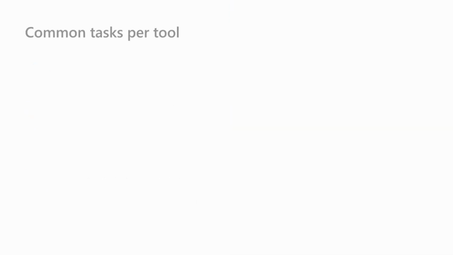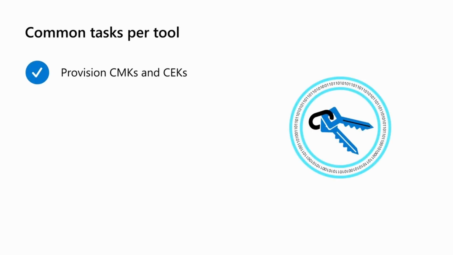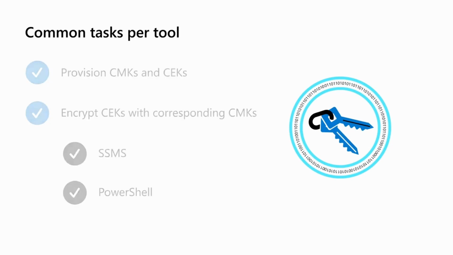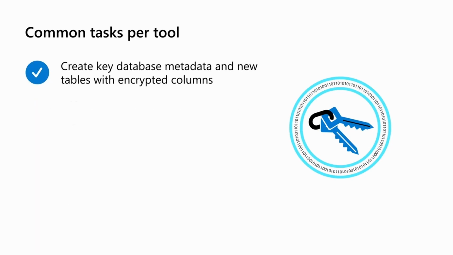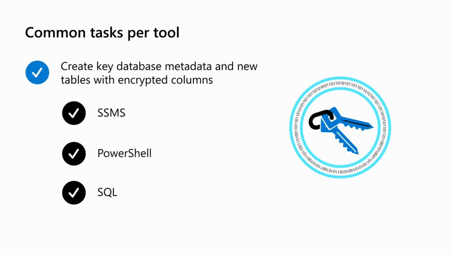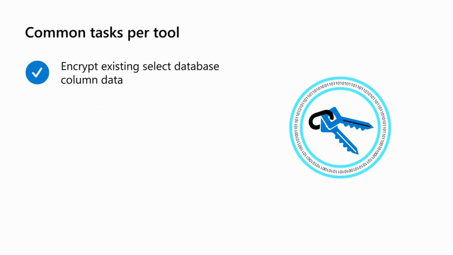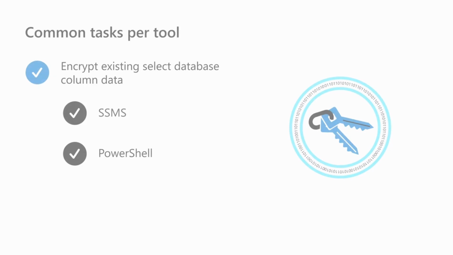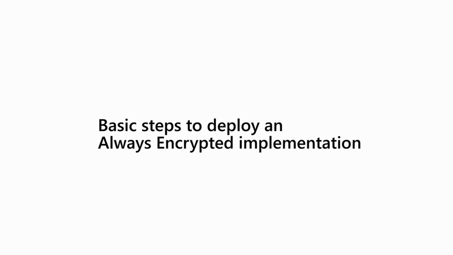Here are a few of the more common tasks some of these tools can perform. Provisioning column master keys, also called CMKs, column encryption keys called CEKs, and encrypting CEKs with their corresponding CMKs: SSMS, PowerShell. Creating key metadata in the database: SSMS, PowerShell, SQL. Creating new tables with encrypted columns: SSMS, PowerShell, SQL. Encrypting existing data in selected database columns: SSMS, PowerShell. Let's take a look at the basic steps to deploy an Always Encrypted implementation.